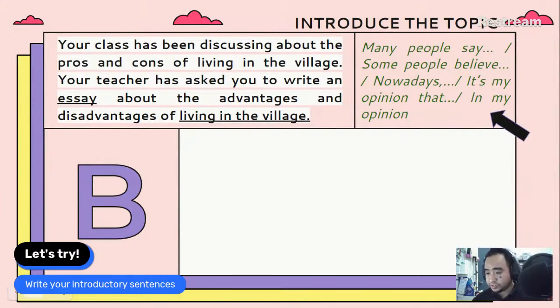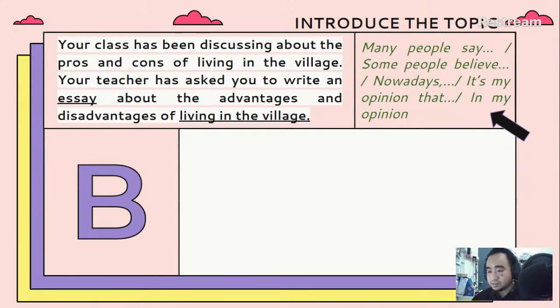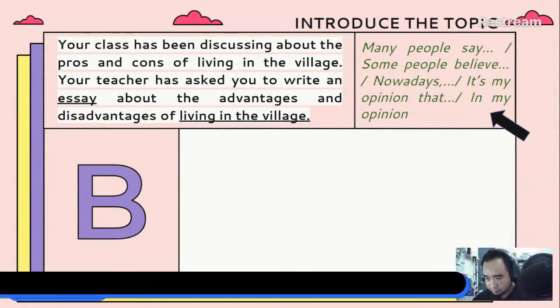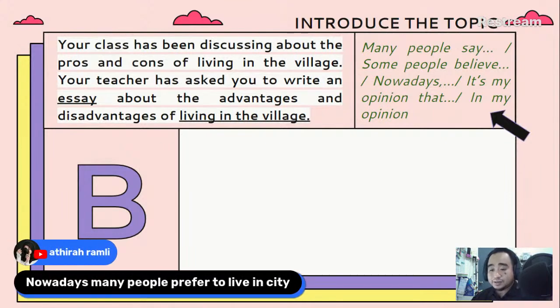So we have one over here. In my opinion, living in a village has their own specialty. Okay, good. Some people believe that living in a village have a lot of advantages and disadvantages. Remember that we are introducing this topic. Nowadays, many people prefer to live in the city. This is a very good way to show whether you support or you are against it. Straight away say nowadays many people prefer to live in the city.